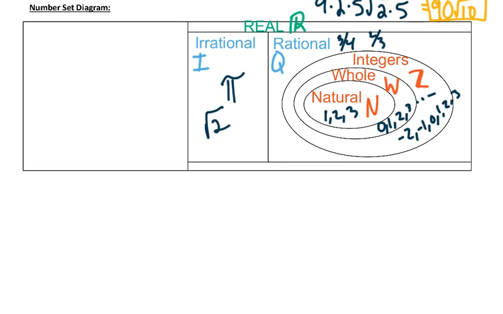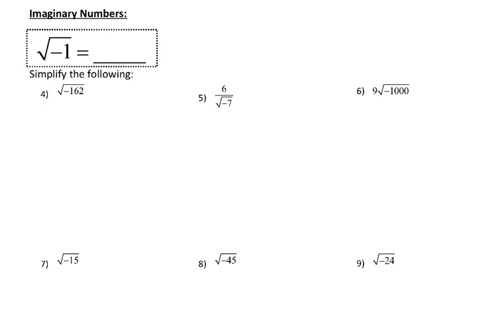The one that we don't know yet is the complex numbers. Complex numbers includes our imaginary numbers, I, and they can be written as a plus bi. An imaginary number is the square root of -1. So the definition of i is the square root of -1. Just like how pi is 3.14159, i is the square root of -1.